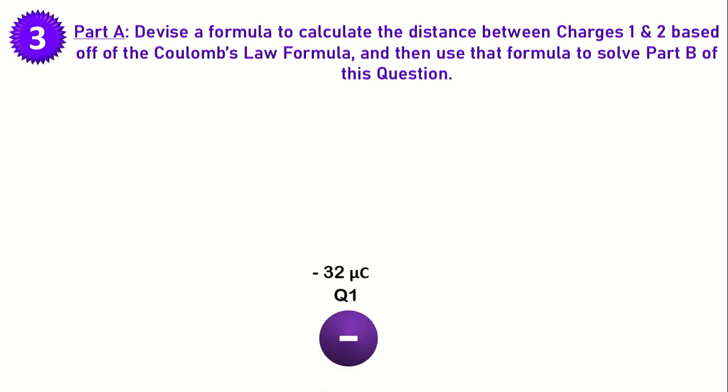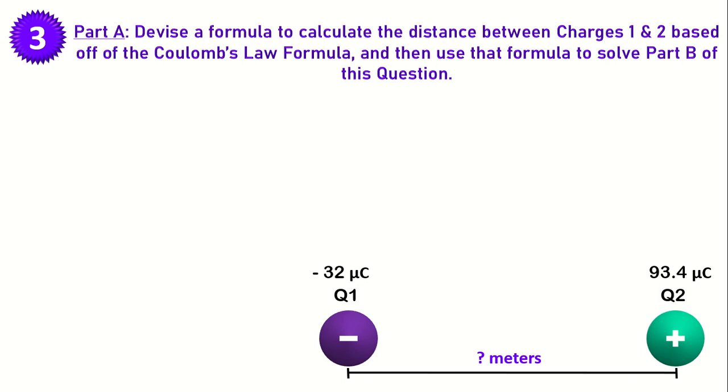Alright, so here I'm going to illustrate it first. So here's charge 1 with a magnitude of negative 32 microcoulombs. Here's charge 2 with a magnitude of 93.4 microcoulombs. And they're separated by a distance that we don't know yet. That's what we're going to solve for. And since they're oppositely charged, they're going to attract one another, right? So Q1 is going to be pulled towards the right in the positive x direction, and Q2 is going to be pulled in the left direction, or in the negative x direction, because they're attracting one another.